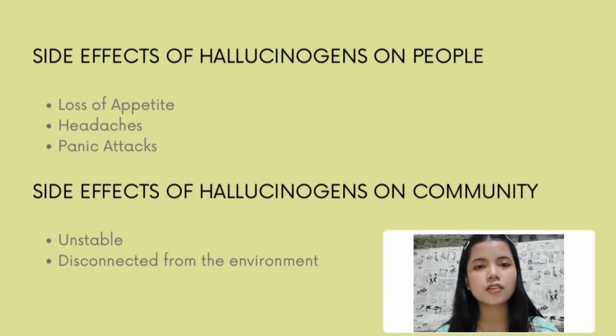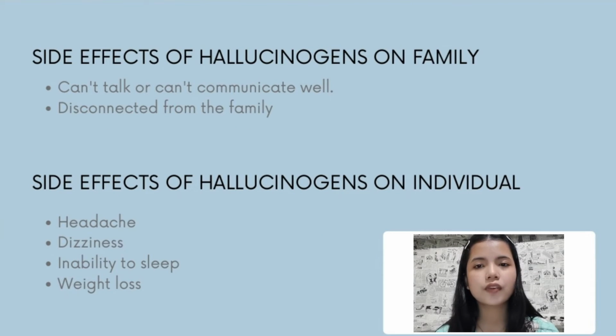Side effects of hallucinogens on people: loss of appetite, headaches, and panic attacks. Side effects of hallucinogens on community: unstable, disconnected from the environment. Side effects of hallucinogens on family: can't talk or can't communicate well, disconnected from the family. Side effects of hallucinogens on individual: headache, dizziness, inability to sleep, and weight loss.